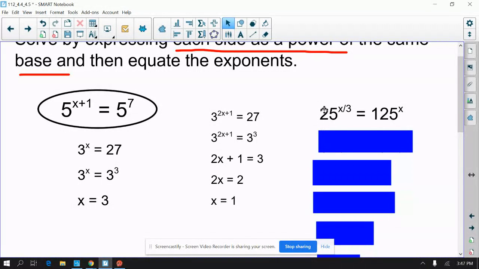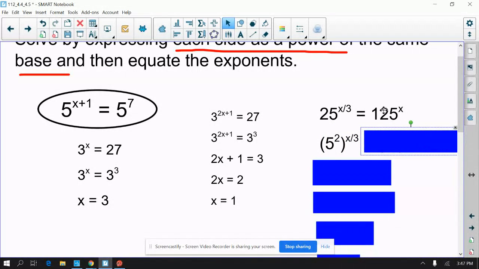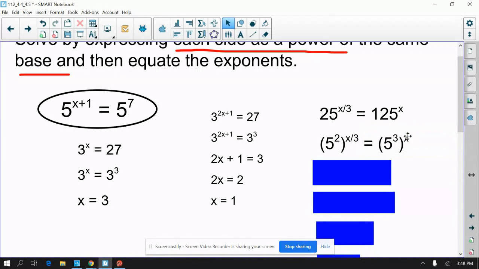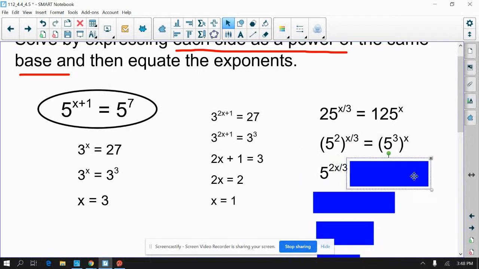We're going to replace 25 with 5 squared and 125 with 5 cubed, but we have to keep these exponents there as well. So 25 is going to become 5 squared, and then that is going to be raised to x over 3, like this. And 125 is 5 cubed, but that is going to be raised to the x. And now, back to day 1, a power to a power, we multiply that. So I'm going to multiply these two exponents. This is going to become 5 raised to the 2x/3, and this is going to become 5 to the 3x.